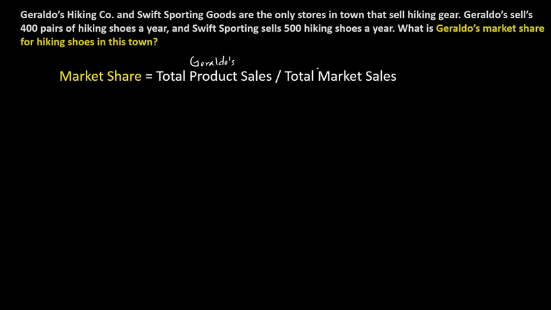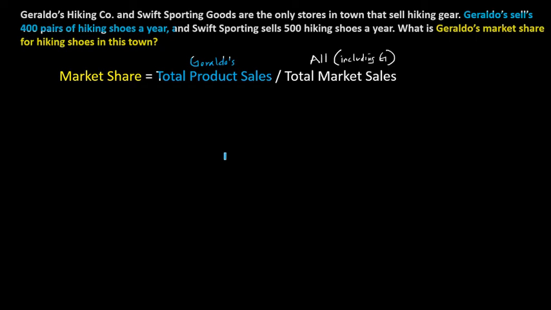Total market sales means all, including, I'll just put G for Geraldo. So they told us, let's see if we can start plugging in numbers. They told us that Geraldo sells 400 pairs of hiking shoes a year. Done. So we know that Geraldo's total product sales are 400.